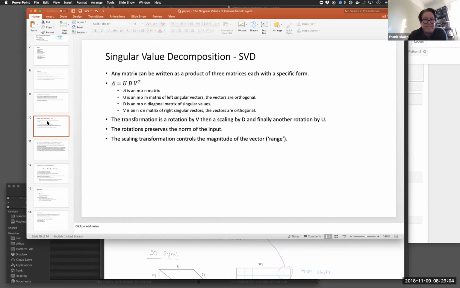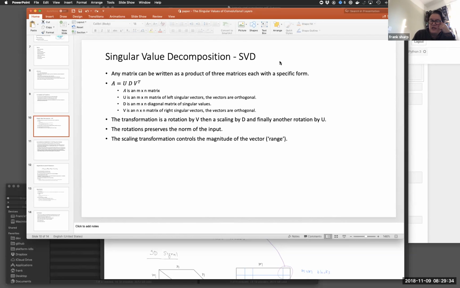Let's see. We've talked about, okay, I'm going to talk about singular value decomposition. And the notebook has some stuff as well that I've talked about. We'll go over that quickly. We're about halfway through, so I'll try to speed things up a little bit. But okay, so any matrix can be written as a product of three matrices, each with a specific form.